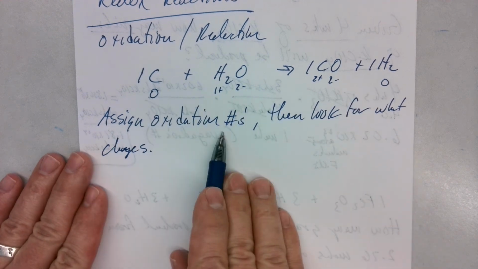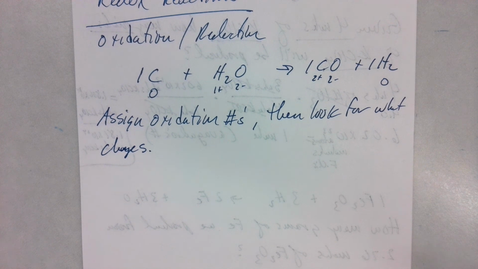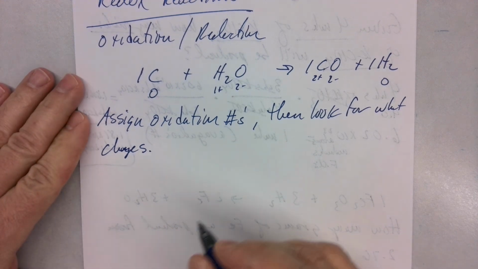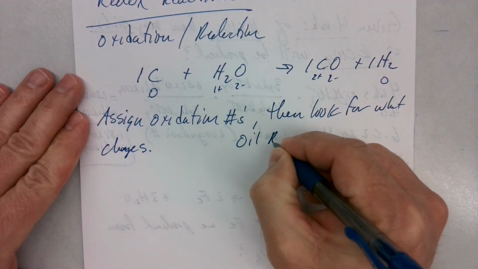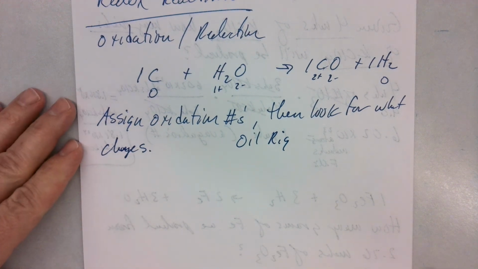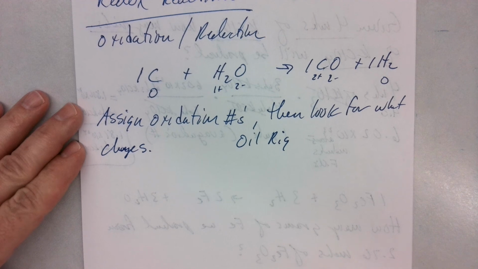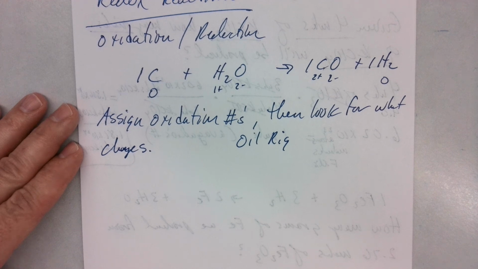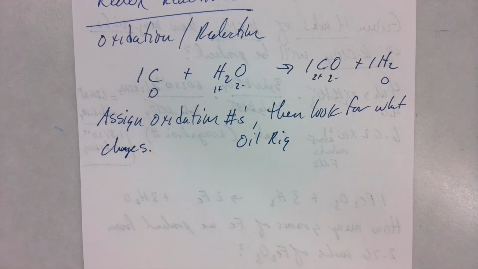So that's what we did. Look for what changes. Did I have some elements change oxidation number? Yes. Now, from there, you have to do oil rig. Anybody know oil rig? It's called a mnemonic device. Anybody know what a mnemonic device is? What? That right there is a mnemonic device. SOHCAHTOA, not Sacagawea, is a mnemonic device. Still the best story ever.